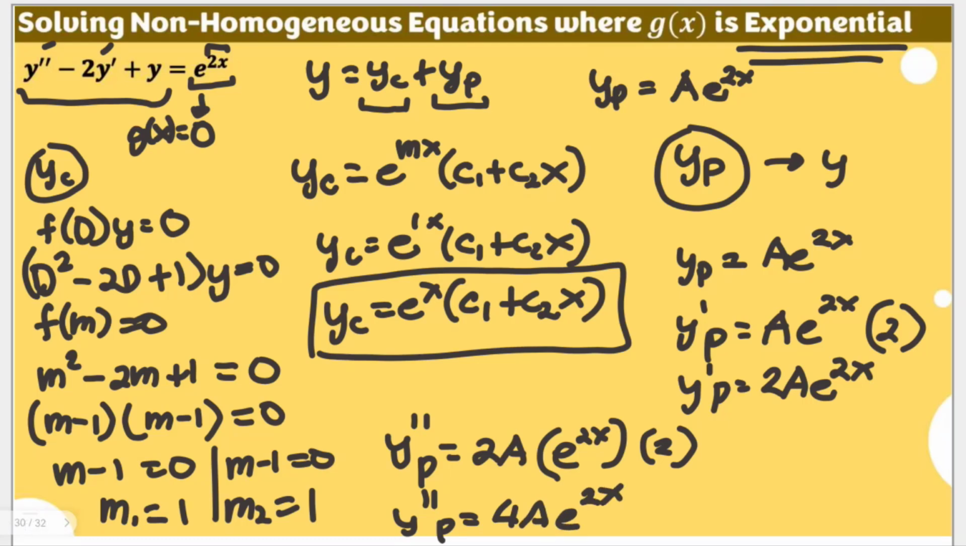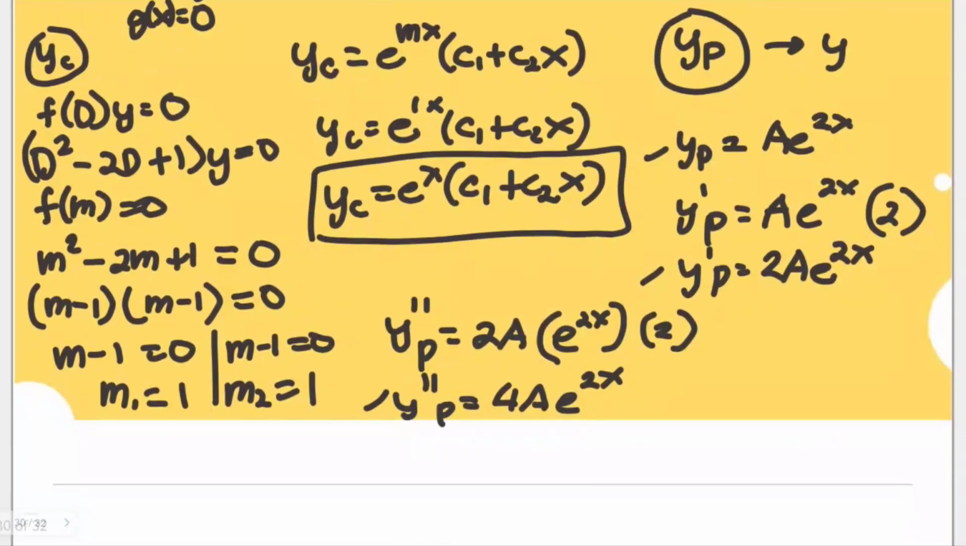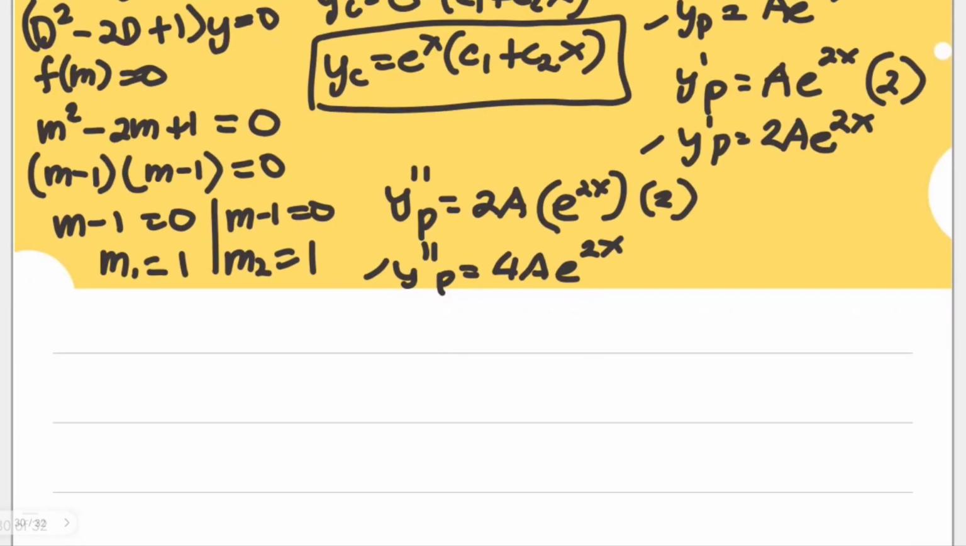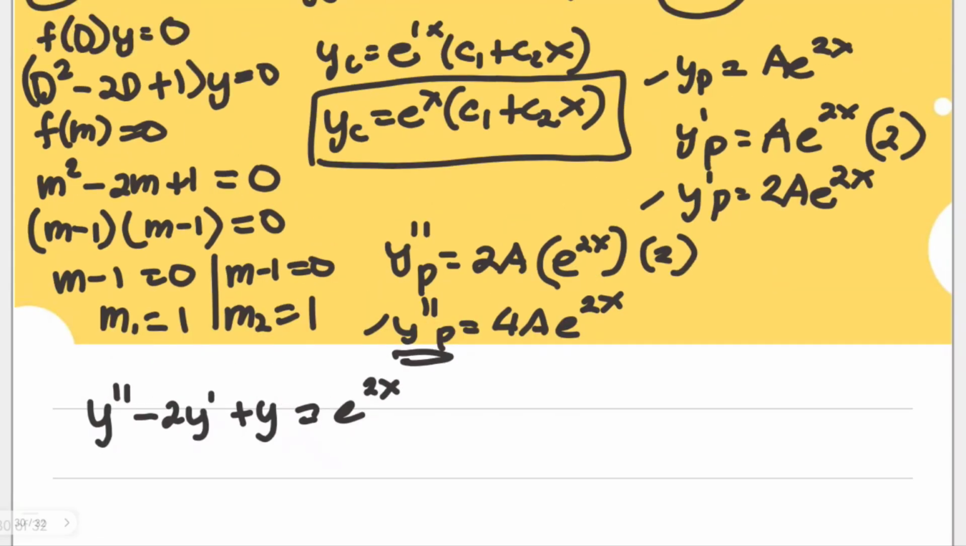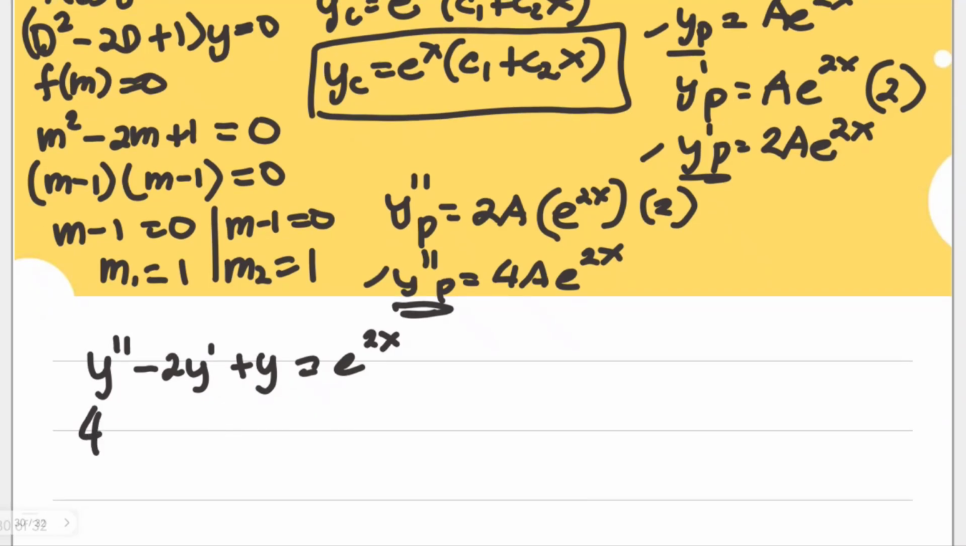Now we have this and that, and earlier, y sub p. We can now substitute them as we would like to solve for a on our original equation here. And the original equation is expressed in this manner, is equal to e to the power of 2x. So we simply use the derivatives of y sub p here. So you will have 4a e to the power of 2x minus 2 times this one here, 2a e to the power of 2x, plus your y sub p.